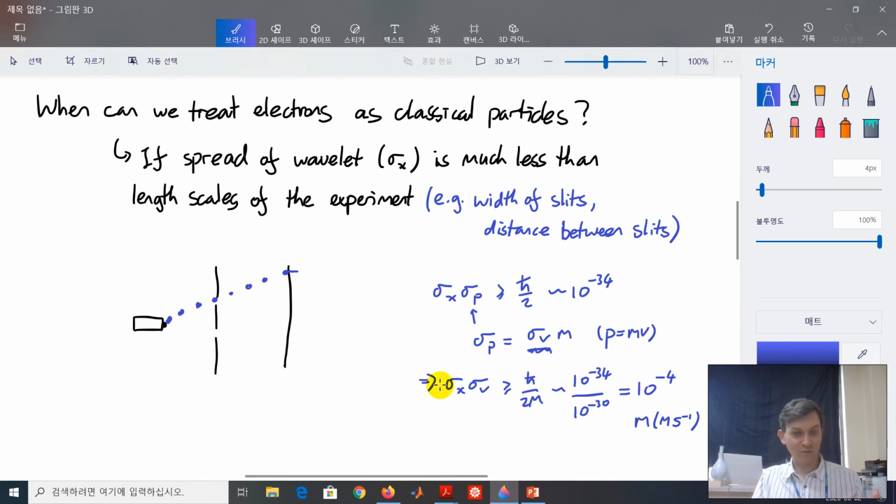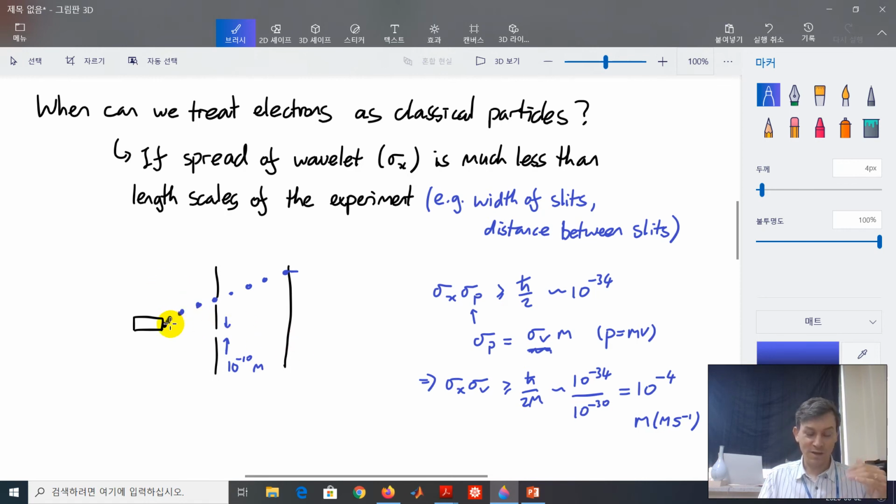And this is much too great, basically, because here the widths you're looking at are, for example, in the diffraction experiment, the widths in the atomic lattice, which are about 10 to the minus 10 meters. And if you want your wave function to be localized over that sort of width, 10 to the minus 10 meters, then the uncertainty in the velocity must be greater than 10 to the 6 meters per second, which is a huge uncertainty in the velocity, right?